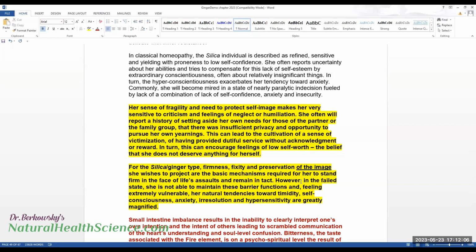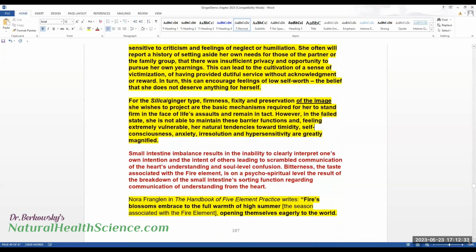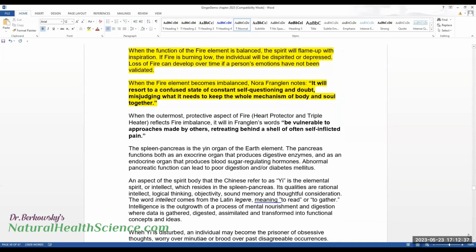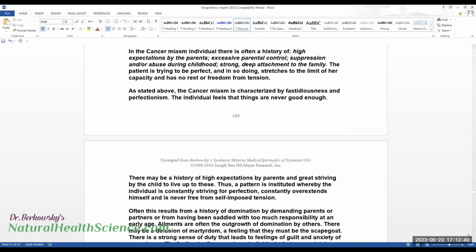as you get older, inevitably, she's not able to maintain these barrier functions, and feeling extremely vulnerable, her natural tendency toward timidity, self-consciousness, anxiety, irresolution, and hypersensitivity are greatly magnified. So you're beginning to see now who is the ginger type within the context of the Cancer miasm. So I'm going to skip down here a bit, see if there's anything else I want to talk about here before I end this discussion.